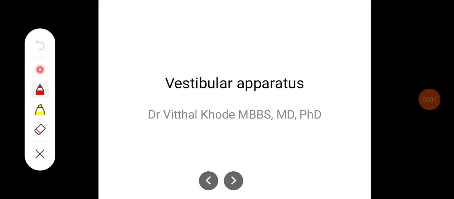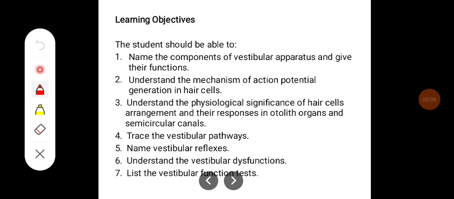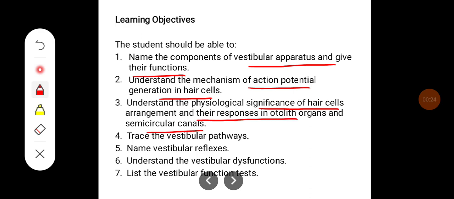Hello everyone, in this class we'll learn about vestibular apparatus. The learning objectives of this class would be to name the components of vestibular apparatus and give their function, understand the mechanism of action potential generation in hair cells, understand the physiological significance of hair cell arrangement and their responses in otolith organs and semicircular canals. Trace the vestibular pathways, name the vestibular reflexes, understand the vestibular dysfunction and list the vestibular function tests.